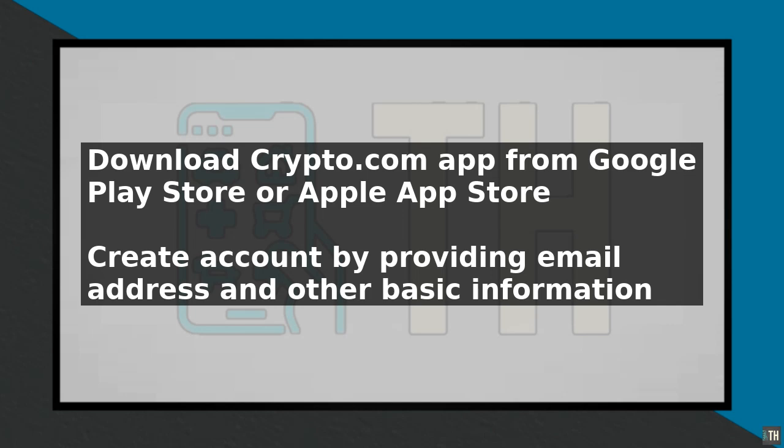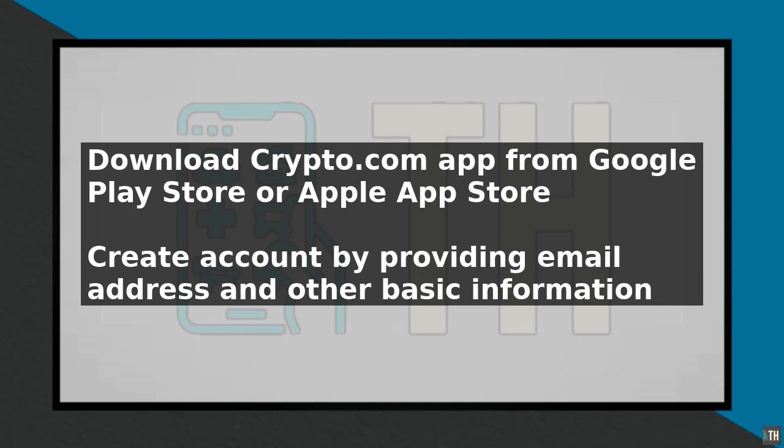To get started, first download the Crypto.com app from the Google Play Store or Apple App Store. Once you have downloaded the app, create an account by providing your email address, password, and other basic information. Verify your account by clicking on the link sent to your email address.